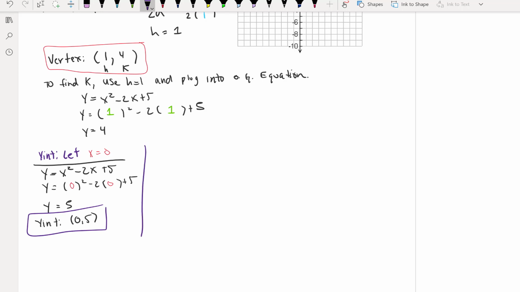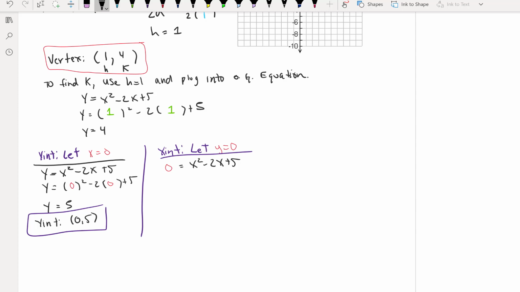Now I'm going to find my x-intercept. So I'm going to go ahead and let my y value equal 0. So here, I'm going to go ahead and plug it in. So I'm going to have 0 is equal to my x squared minus 2x plus 5. Notice that here it does not factor at all. So I can go ahead and plug it into my vertex formula.